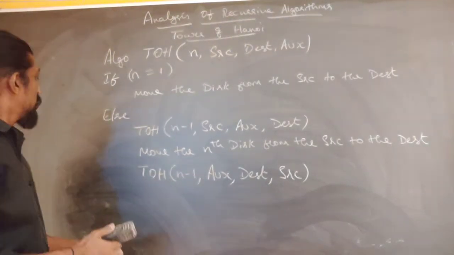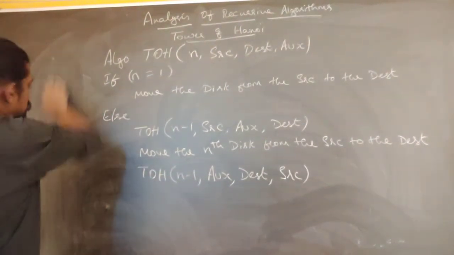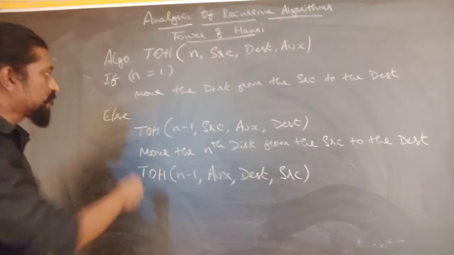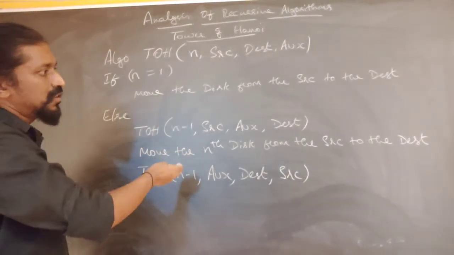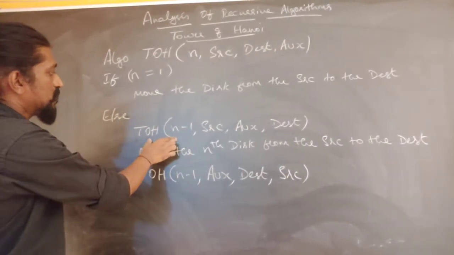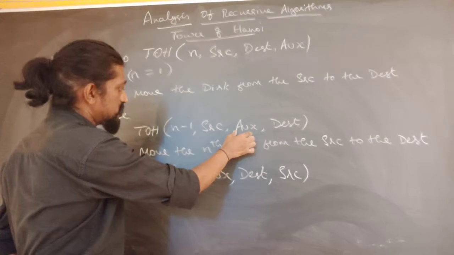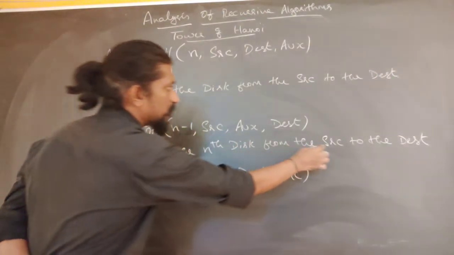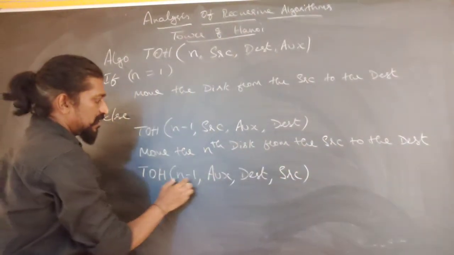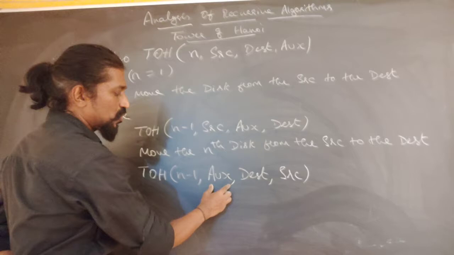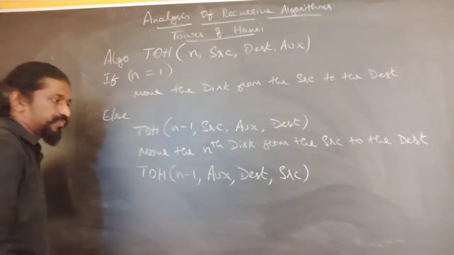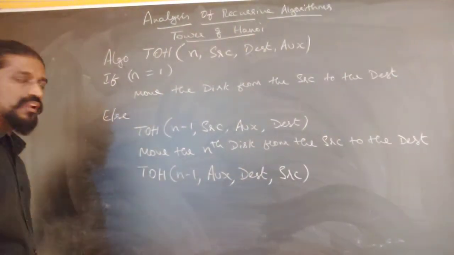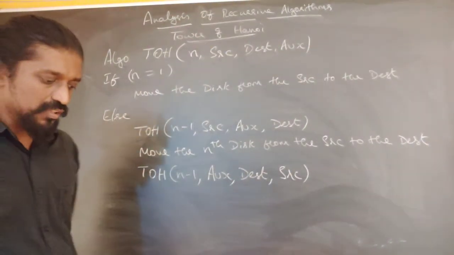As we have seen, for 3 disks, we solved it in a similar recursive fashion. N-1 disks will be moved from the source to the auxiliary first, then the nth disk will be moved directly from the source to the destination, and then n-1 disks will be moved from the auxiliary to the destination. So now we will try to analyze the efficiency of this algorithm.